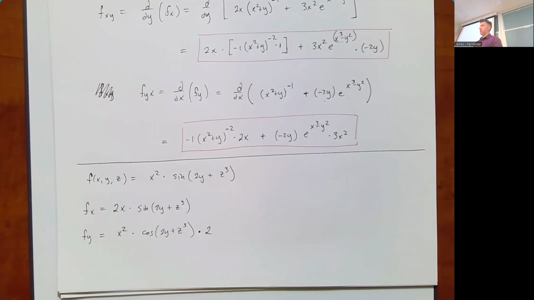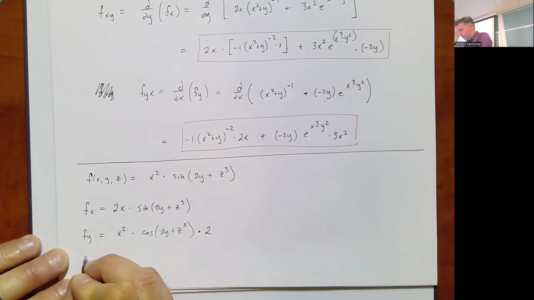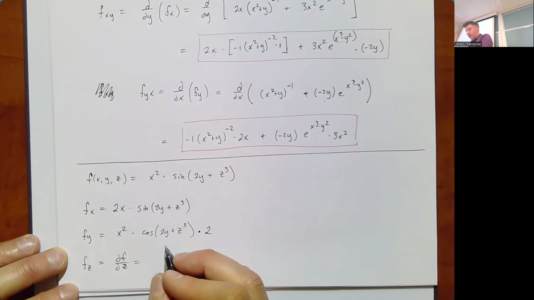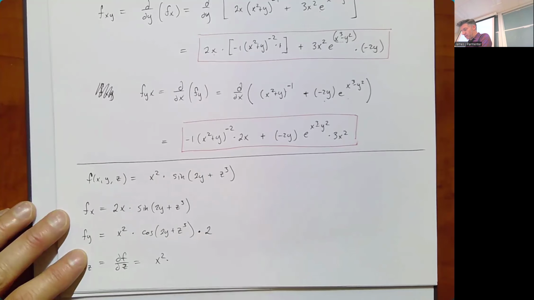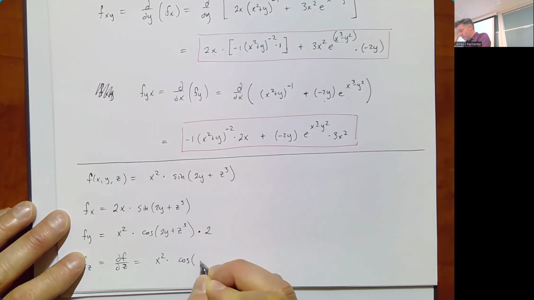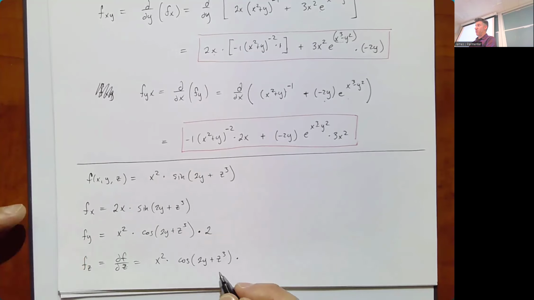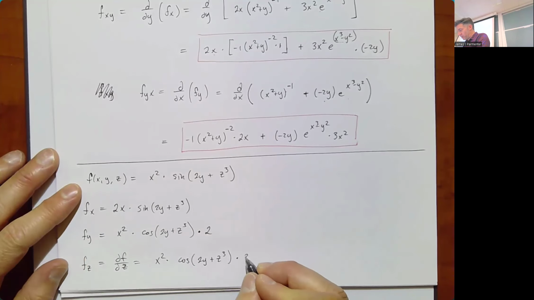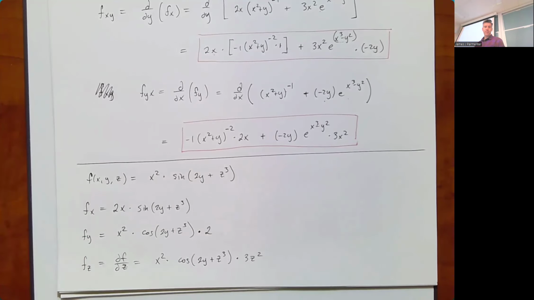Because the z cubed is a constant. And similarly, f_z, or del f del z if you like that notation, is going to be the same sort of thing. The x squared still hangs out as a constant. The derivative of sine of some stuff is going to be cosine of the inside stuff, and then we multiply by the derivative of the inside, but now the derivative with respect to z, so we're going to get a 3z squared. And then you can do mixed partials any way you want, but you could also go more.